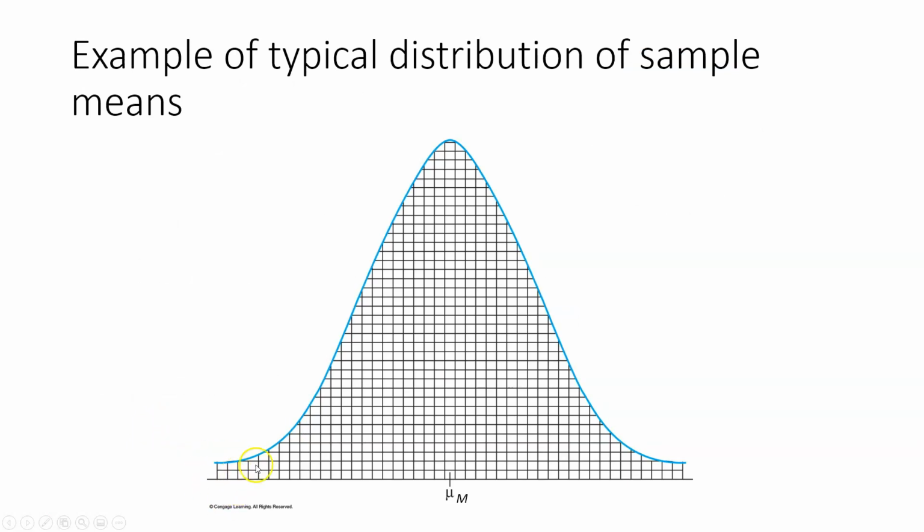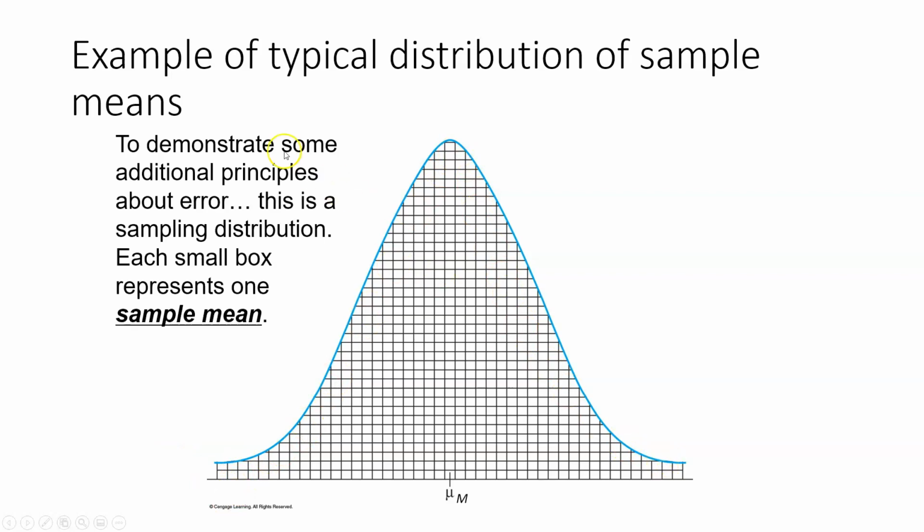So this is an example of a typical distribution of sample means. To demonstrate some additional principles about error, I just want to remind you that this is a sampling distribution. That means each small box here represents one sample mean. It is not an individual score, it is a sample mean. And the mean of this sampling distribution is mu sub m.